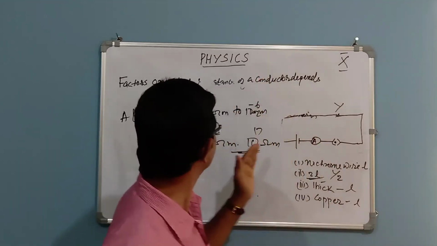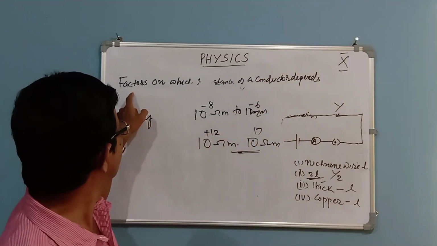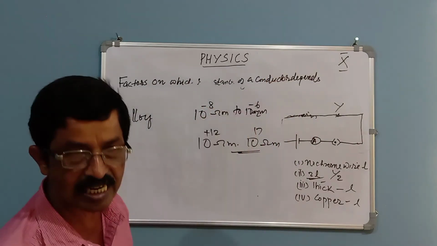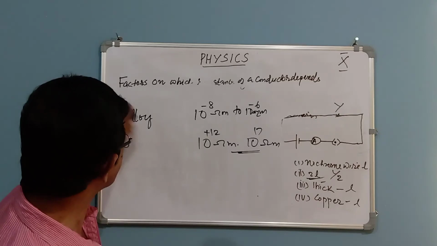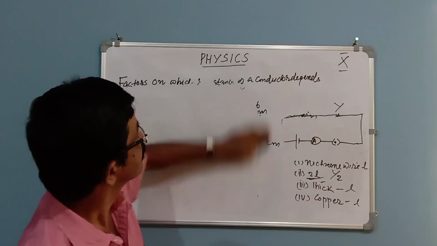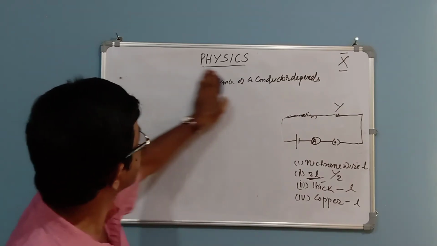So from this you got an idea about the factors affecting the resistance of a conductor and also resistivity.